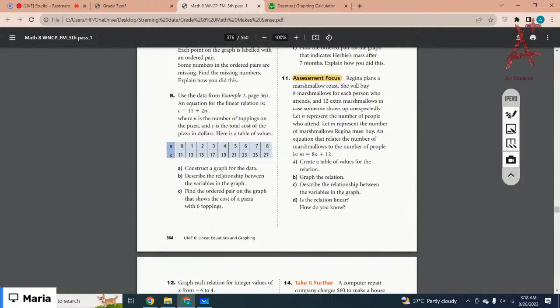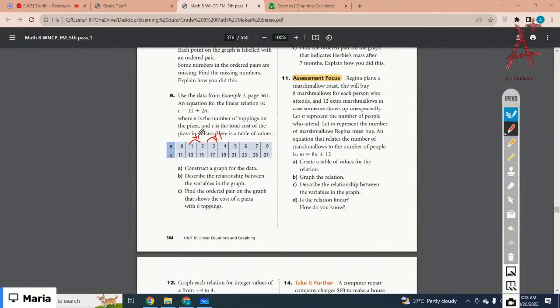Then find the ordered pair on the graph that shows the cost of a pizza with 6 toppings. Okay, you have to look for the relationship between N and C, right? You can see the values of N. They're increasing by 1. 1 plus 1 makes 2. 2 plus 1 makes 3, right? Every time the values of N increase by 1, just look at the value of C.